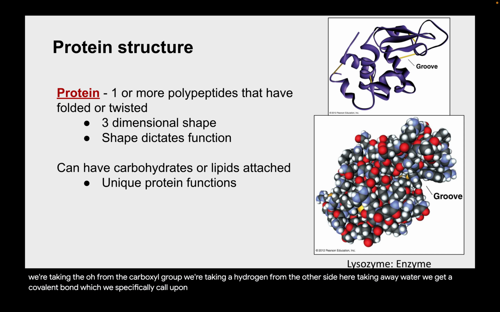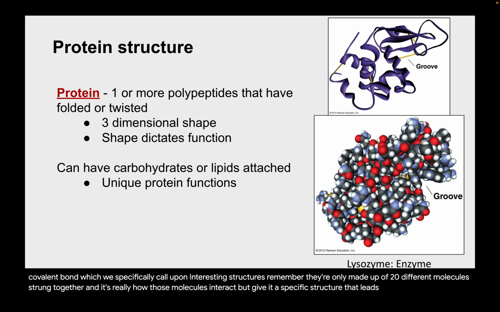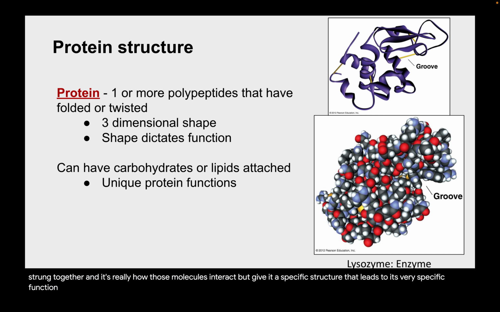Now, proteins have very interesting structures. Remember, they're only made up of 20 different molecules strung together. And it's really how those molecules interact that gives it a specific structure that leads to its very specific function. So we would define a protein as one or more polypeptides, which are the polymers, that have folded or twisted, a combination of both, one or the other. It's folded in a way that gives it a three-dimensional shape.